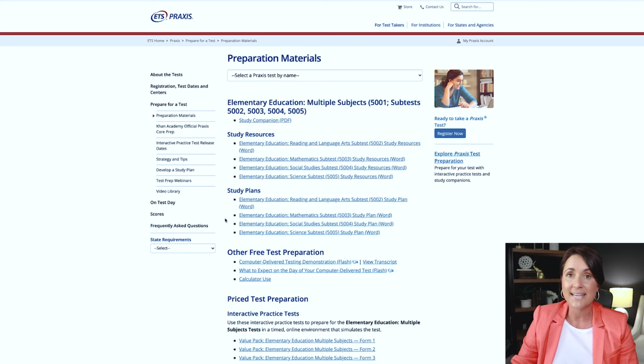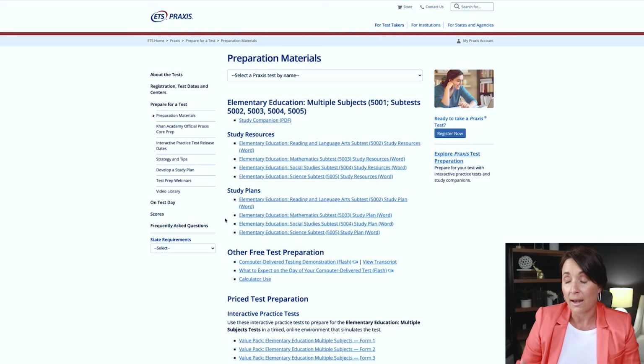This particular test has 4 subtests. It has reading and language arts, it has math, then social science and science. It's very, very similar to the FTCE K6 exam. It tests the same subtests as the FTCE K6. There is a little bit of difference on this exam, but both blueprints and both test specs will help you with both exams.